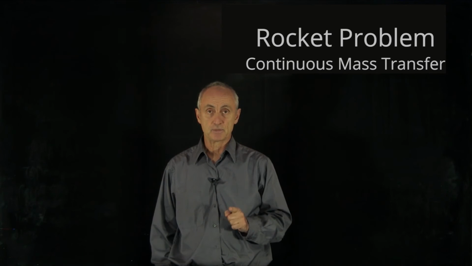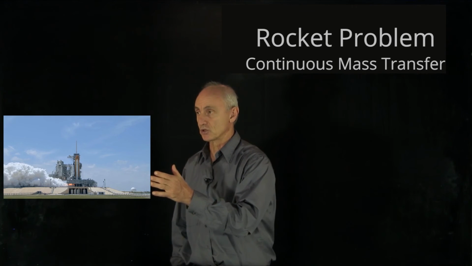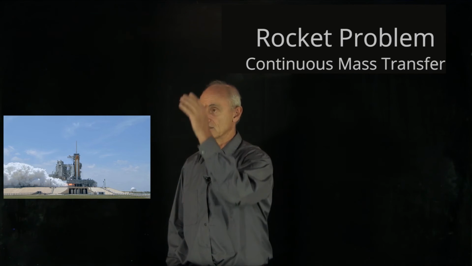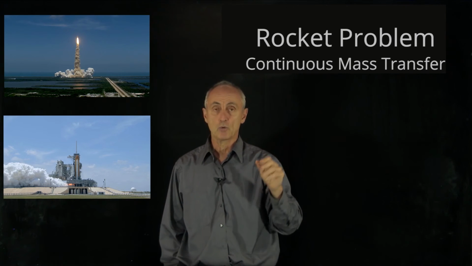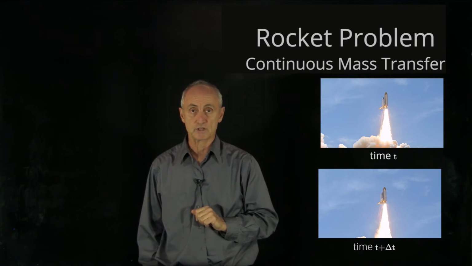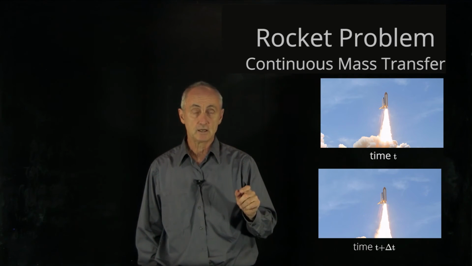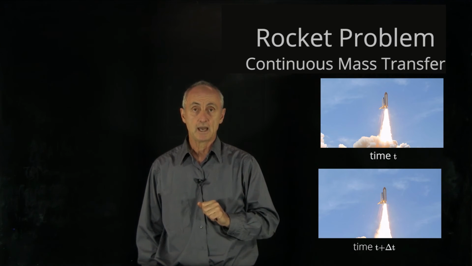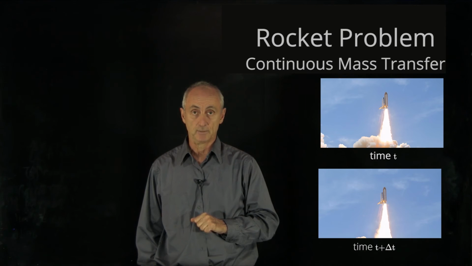Now, the next step is the key to these processes. Instead of choosing some initial state where the rocket is at rest and some final state much later on, we want to choose two states that are separated by a small time interval, delta t. So our first state is at time t, and our second state we choose at time t plus delta t.